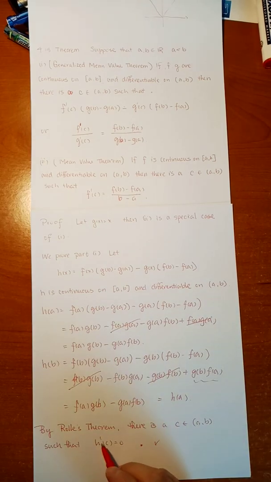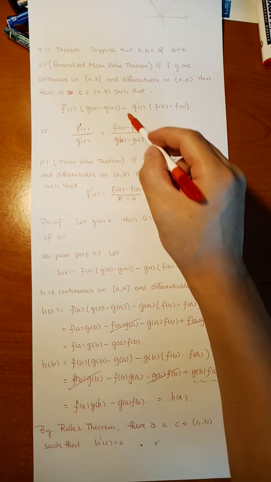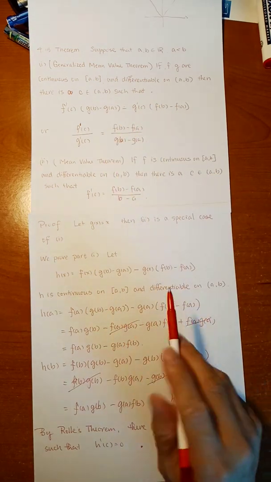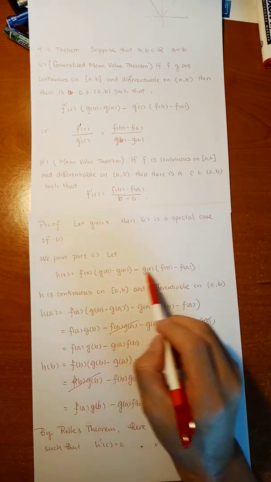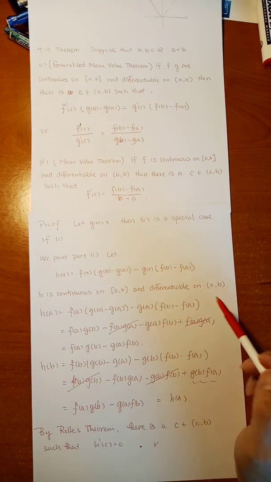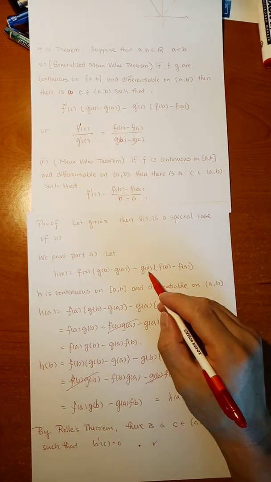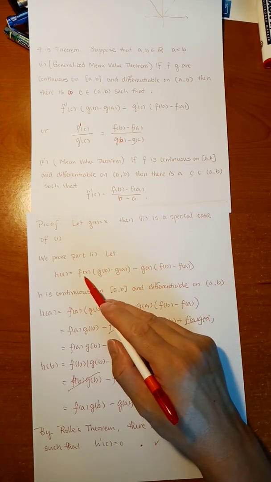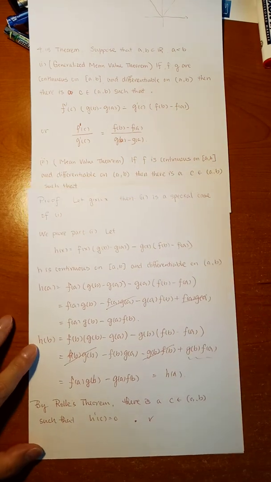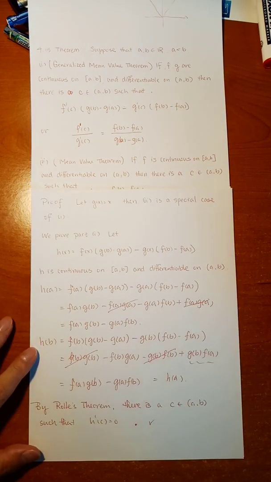So h prime of c is equal to 0. That's exactly equivalent to this part. Here g(b) minus g(a) and f(b) minus f(a) are constants. When you do the differentiation, you only differentiate f(x) and g(x). So that's perfect.